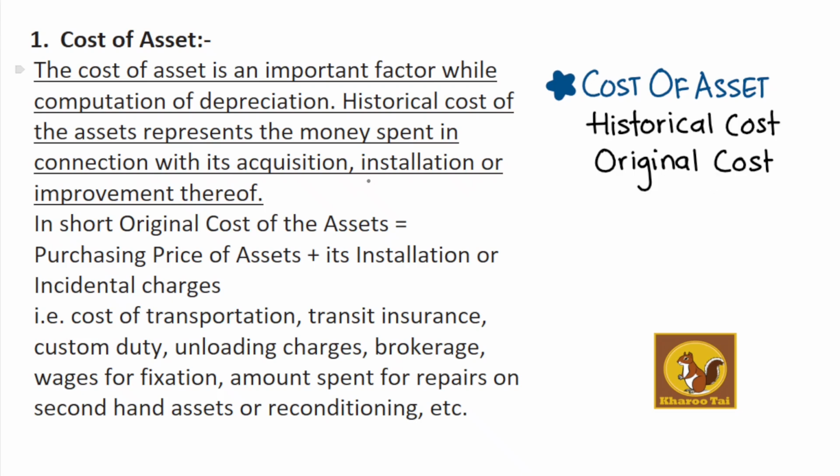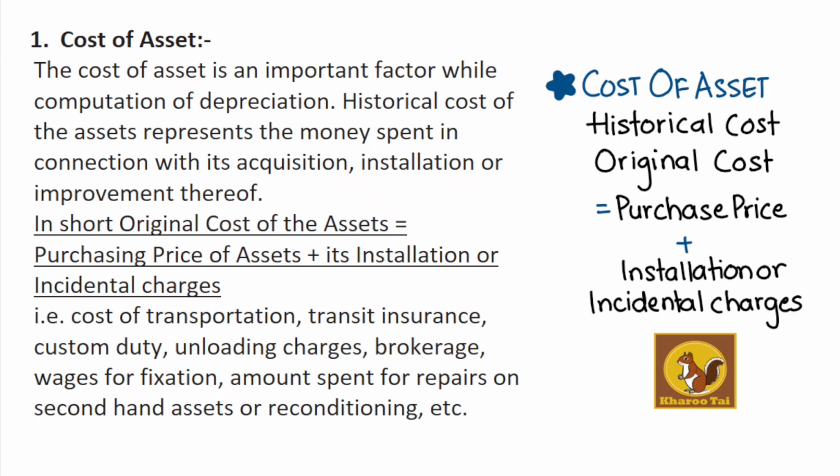And in this, we don't just consider purchase price, the acquisition price, but we also consider all its other costs like installation and improvement cost in the historical cost, in the original cost. If we want to write a formula, we'll say original cost of asset is equal to purchasing price of asset, that is acquisition cost, and its installation or incidental charges. Some machines are not ready to use. We have to install them. We have to put their parts together and then it can be used.